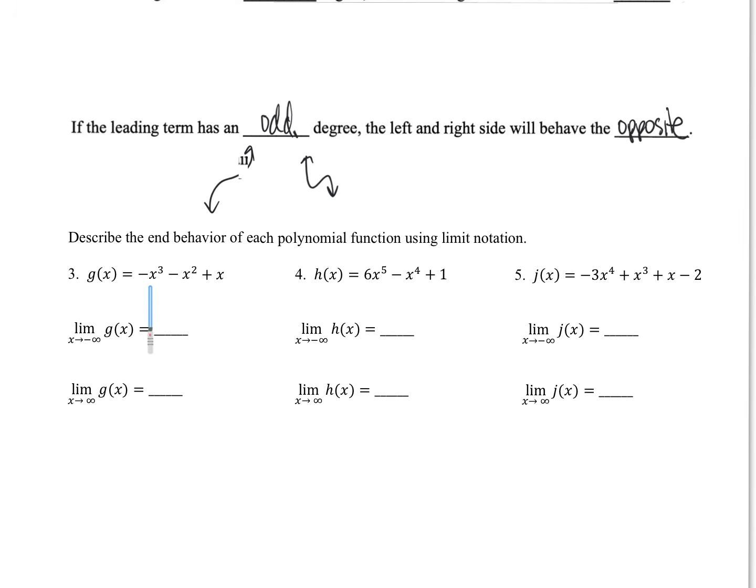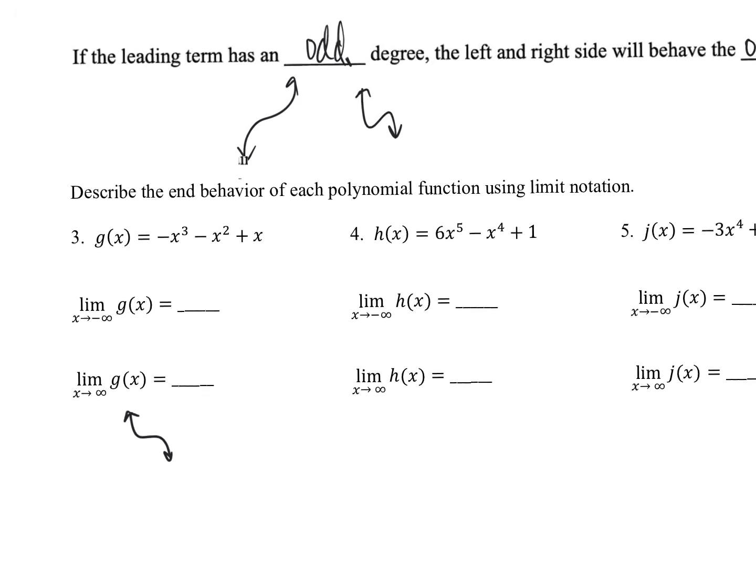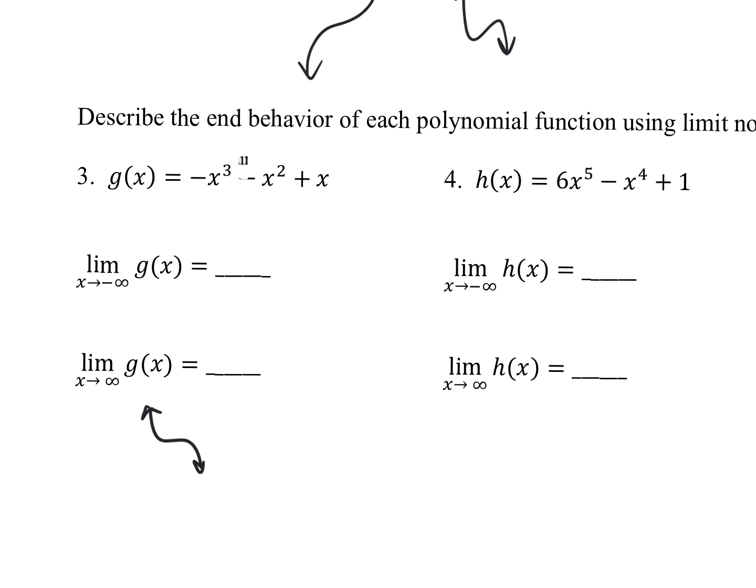Negative x cubed. Okay, x cubed looks like this. What would negative x cubed be? Whoosh, right? So if it was positive x cubed, it'd be going up. Since it's negative x cubed, it's going to be going down. Okay, so this then says the limit as x goes to negative infinity. This is something new for you. The limit as x goes to negative infinity, all that's saying is, if we go to the left, what are my y's doing? Going up to infinity.